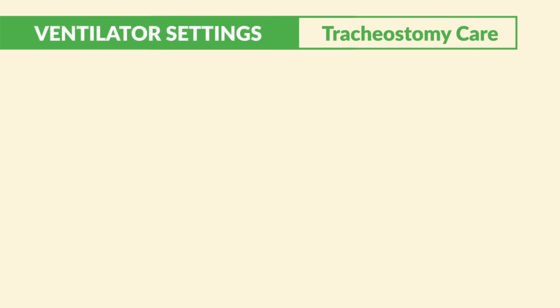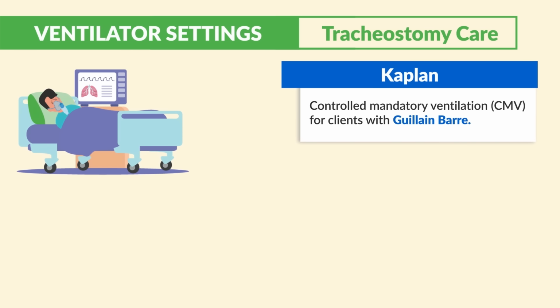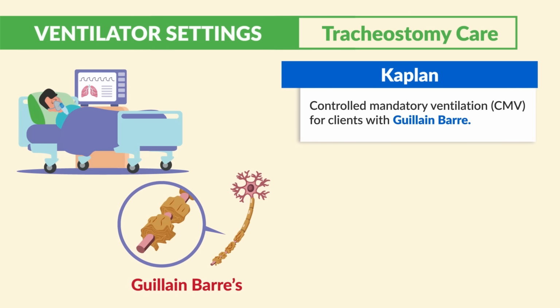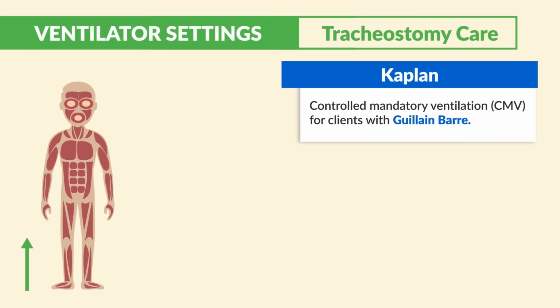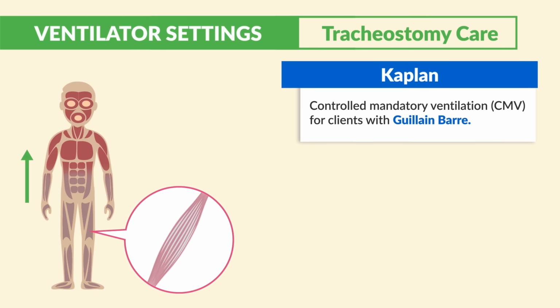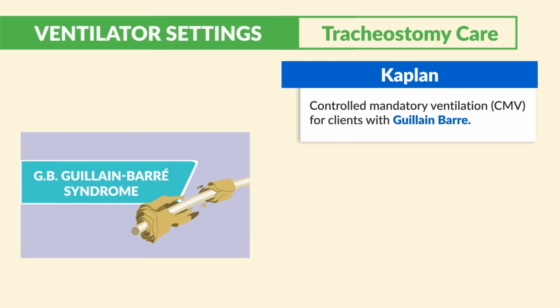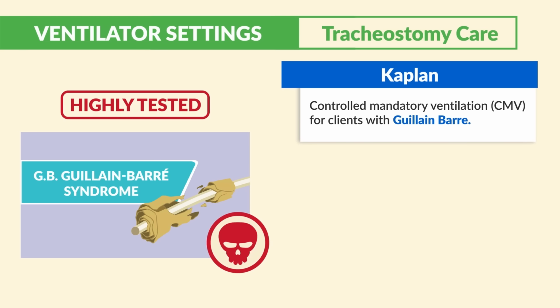Lastly, a little side note for other key points. Kaplan mentions controlled mandatory ventilation for clients with Guillain-Barré, which I call ground-up berets, since ascending paralysis goes from the feet to the respiratory tract and paralyzes the diaphragm, which we cover in another video. But since it's very deadly, it's highly tested here.